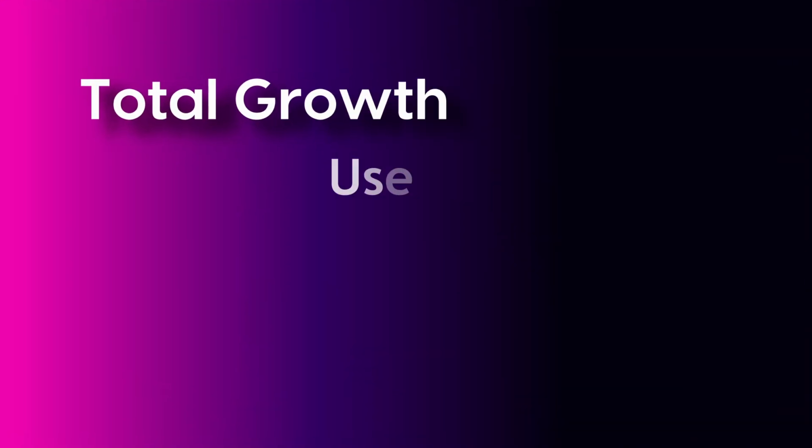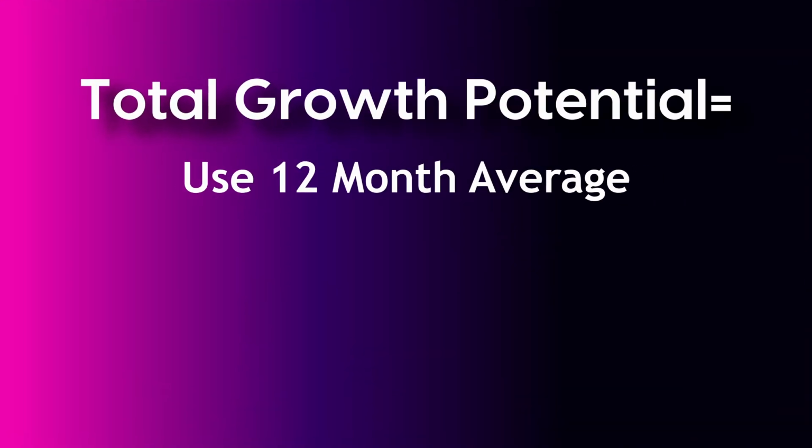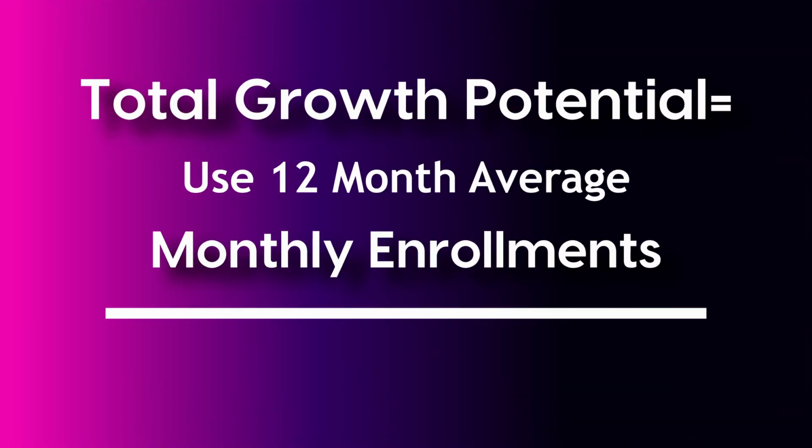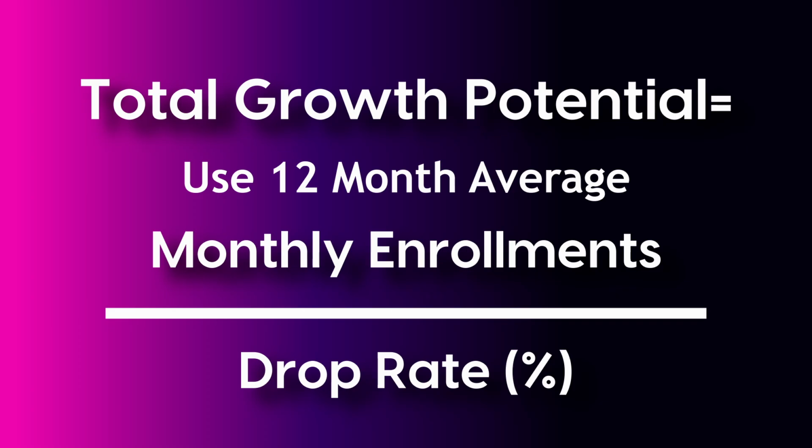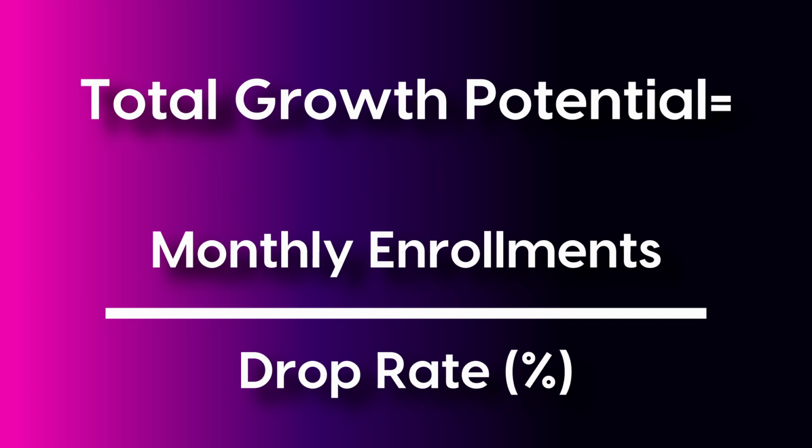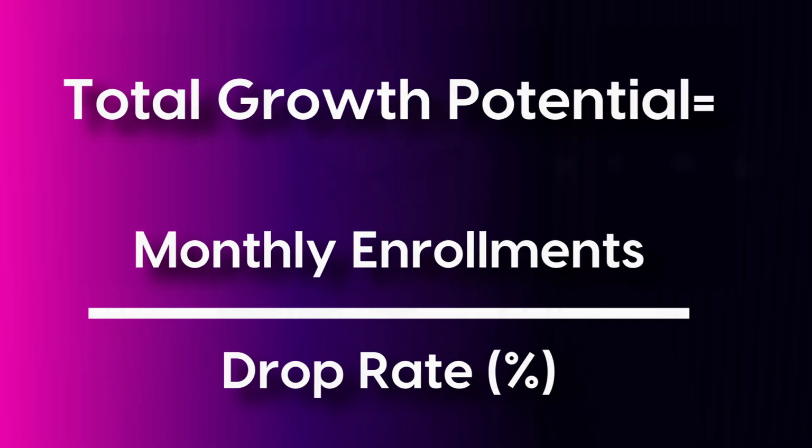But then I realized something even bigger. Your drop rate doesn't just tell you how you're doing, it actually tells you how big your school can get. Your total student growth potential equals your monthly enrollments divided by your drop rate. This simple formula will very accurately tell you how big your school can get if nothing changes.